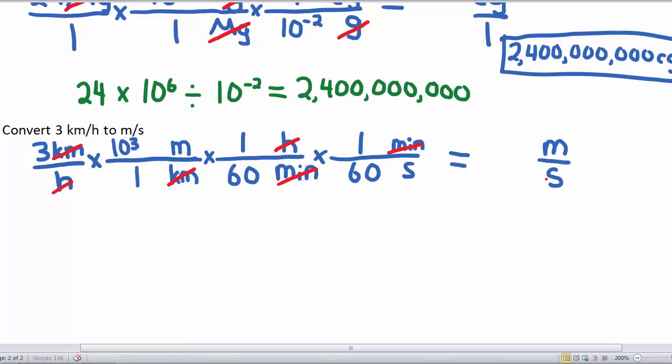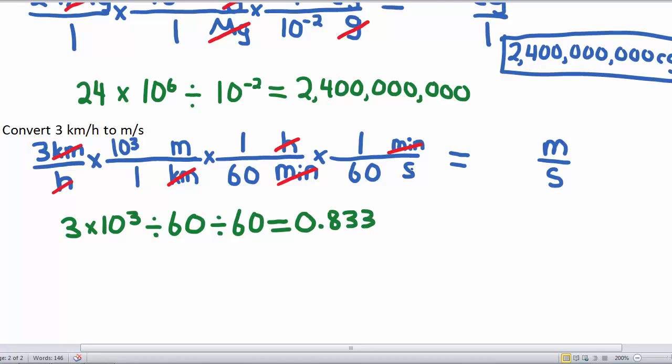So that's good. Now we just have to plug through the number. I've got 3 times 10 to the 3 because it's on the top, divided by 60 because 60 is on the bottom, divided by 60 because 60 is on the bottom again. And if I plug that all in on my calculator, I'm going to get 0.833 repeating. I can now fill that in with the rest of my work up here. And I'm done. 3 kilometers per hour is the same as 0.833 repeating meters per second.